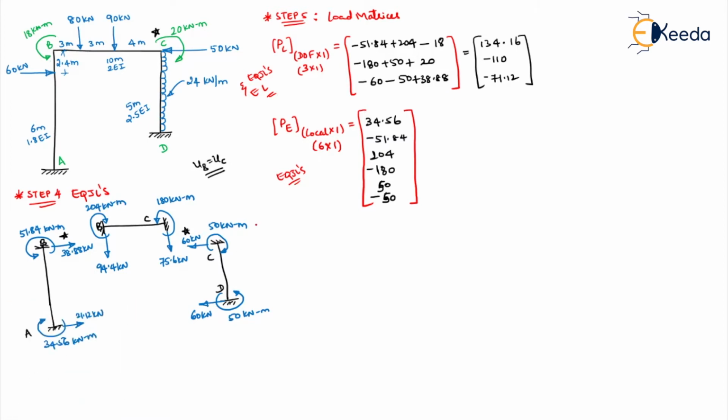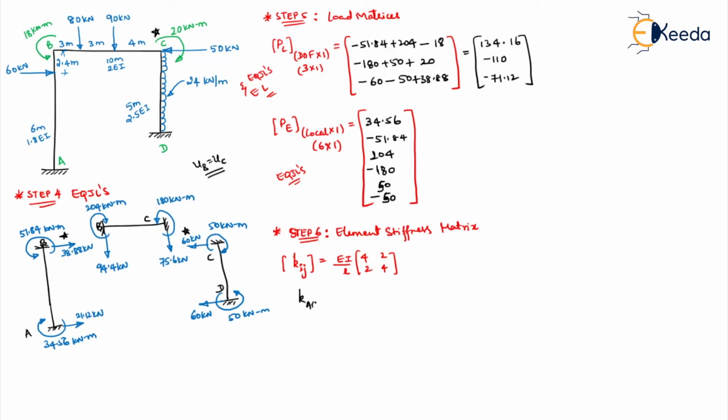You have to do your element stiffness matrix. So step 6 is what? Element stiffness matrix. So first of all, the standard element stiffness matrix, what you have is what? EI by L into 4, 2, 2, 4. Right, now there are three members, so we'll have three element stiffness matrices.